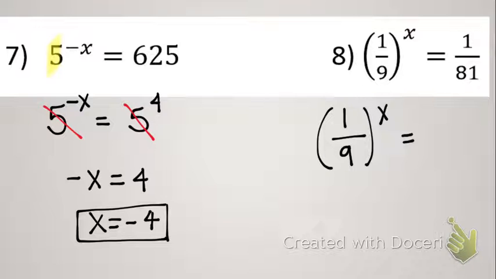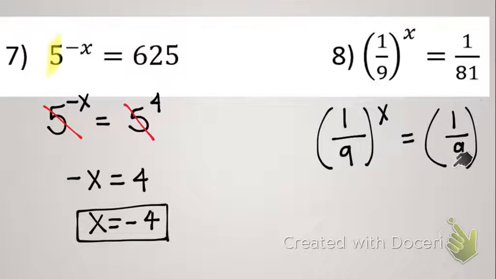Now, because both sides are fractions, there's a couple different ways to do that. Whenever you have 1 over a number, that means your exponent is negative. However, both sides are fractions, so we can actually rewrite this using the base 1 over 9. So what do you think my exponent has to be?